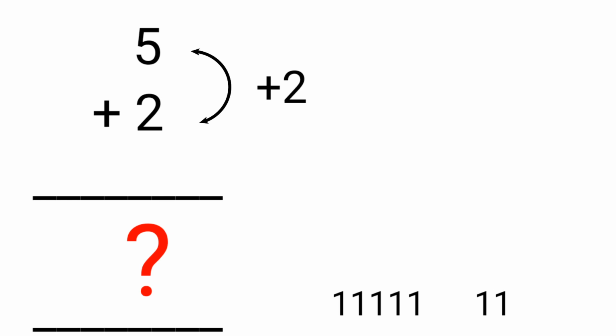After writing, we add these numbers together. 5 plus 2 is equal to 7.